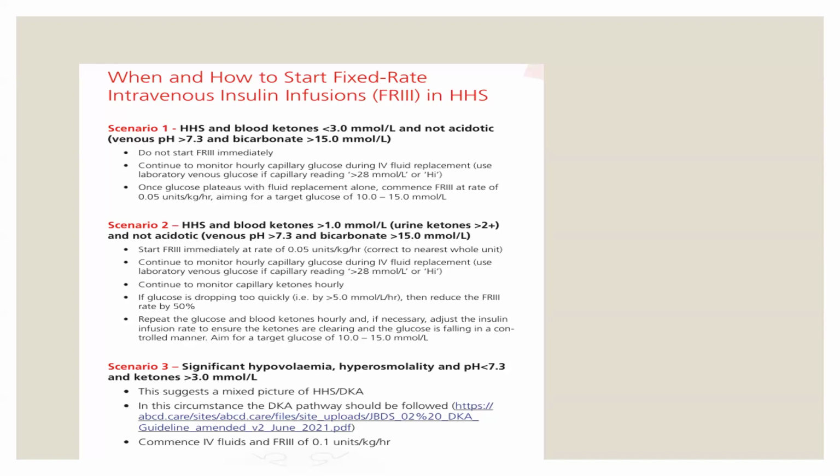Now regarding significant hypovolemia, hyperosmolarity, and pH less than 7.3 and ketones more than 3, this suggests a mixed picture of HHS and DKA. In these circumstances, the DKA pathway should be followed. Commence the IV fluid and the fixed rate insulin infusion of 0.1 units per kg per hour. Thank you.